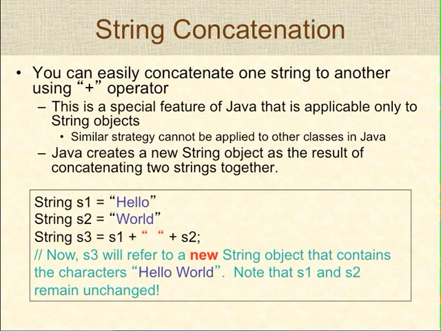We can also concatenate strings, and we use the plus operator to do that. So if I have two strings s1 and s2, and I do this concatenation into s3, what we get is a new string, hello world. Note that s1 and s2 are unchanged, and that this constructs a new object, s3, that uses the values from the other two strings plus the space indicated by the double quotes with the space.